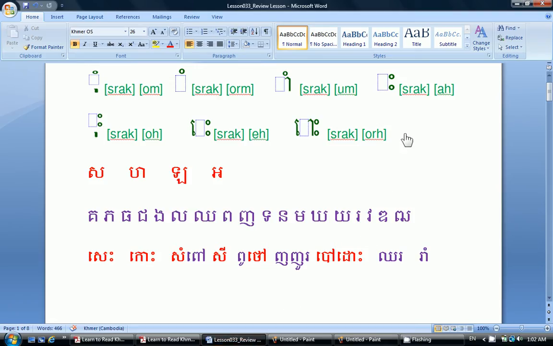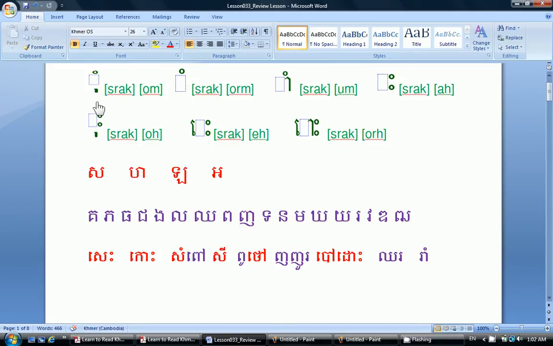Like the review lesson 31, we have seen these vowels in green here, as well as the last set of the first Siri consonant in red, also the second Siri consonant from go through vo. Okay, in this lesson we are adding the remaining two second Siri consonants, do and to.